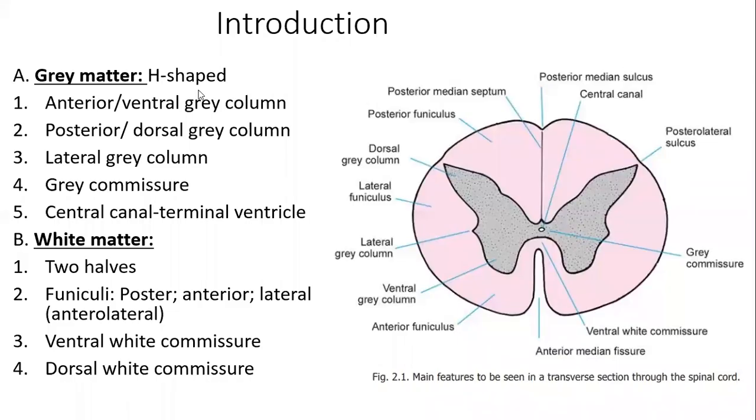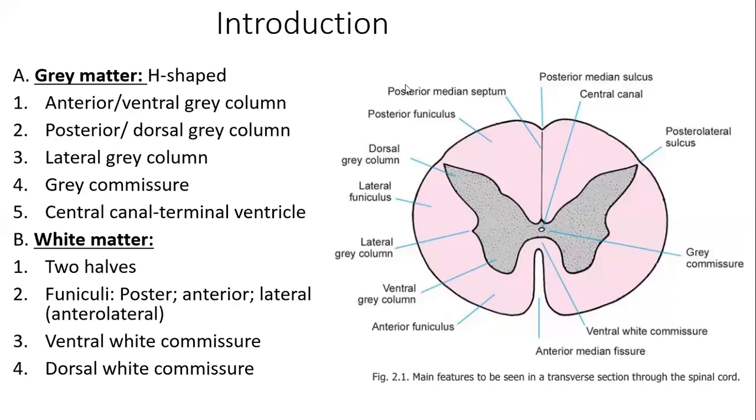So gray matter of the spinal cord in a transverse section is in the form of H, with dorsal column and anterior gray column of the two sides being the limbs of the H, whereas the central gray commissure uniting the two halves of the gray matter across the midline is the stem of the H. So starting with the different structures associated with the gray matter.